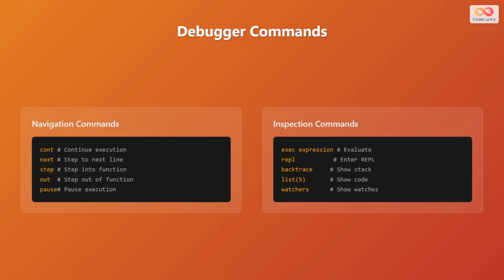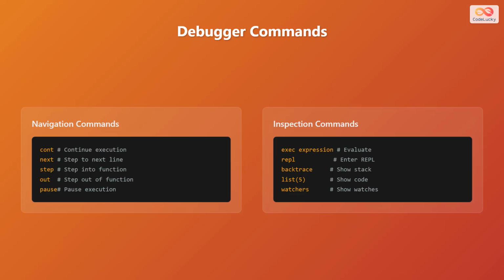Now let's explore some essential debugger commands. On the left, we have navigation commands. Cont is used to continue execution after a breakpoint. Next steps to the next line of code. Step steps into a function call. Out steps out of the current function. Pause pauses the execution of the code.